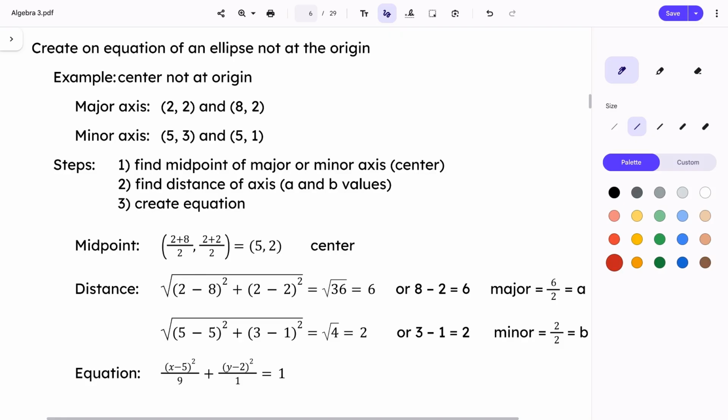Steps are to figure out what are the midpoints of those two axes so that we can figure out where the center is. And then we'll find the distance of those because that'll help us get our A and our B, and then we should be able to create our equation.